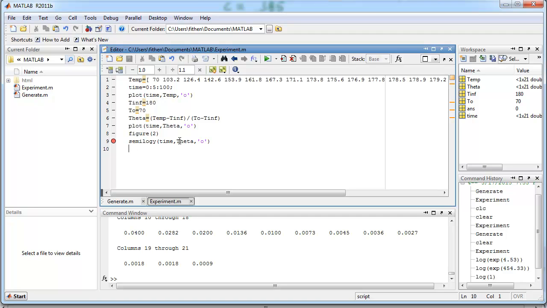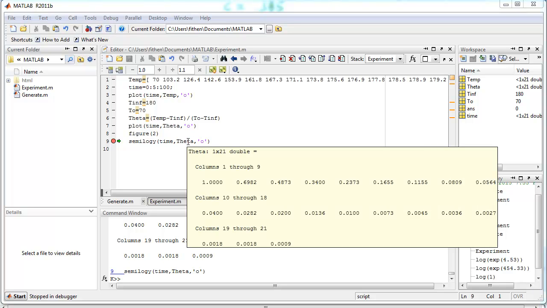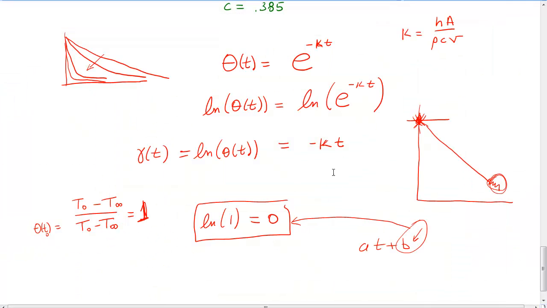We're going to put a breakpoint right here. We're going to run it down here, and I'm going to hover over theta. What you're going to find is a series of values here starting at 1 and ending very, very close to 0, but not quite making it to 0. So if I had this set of data, how can I determine what the k value is? The k value being this value right here.